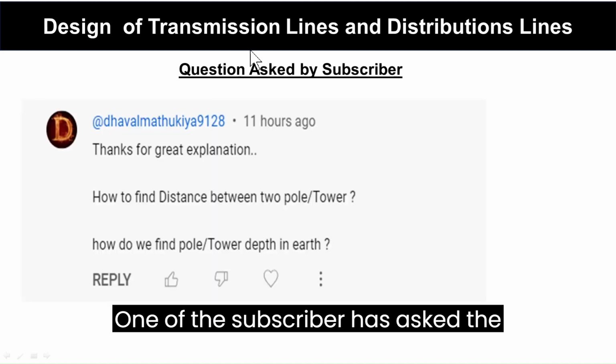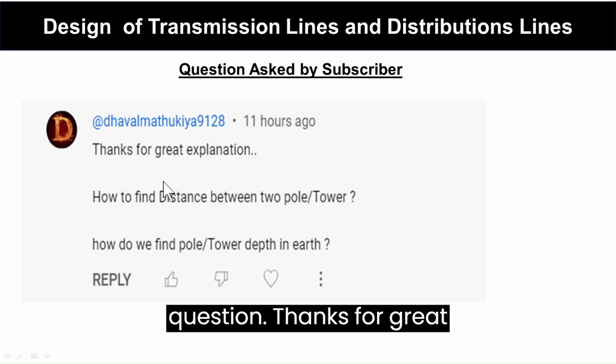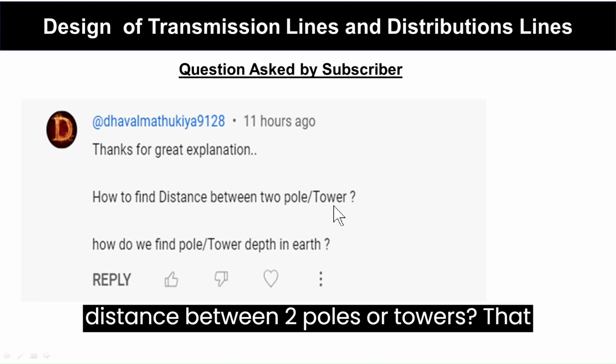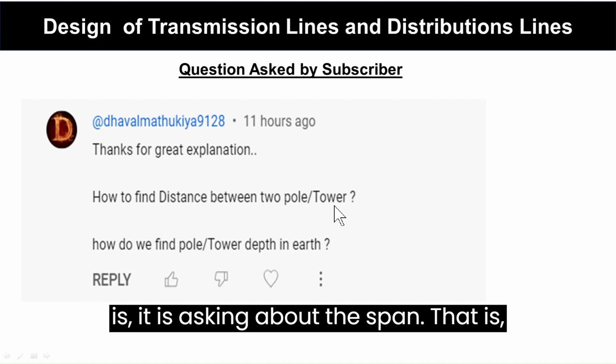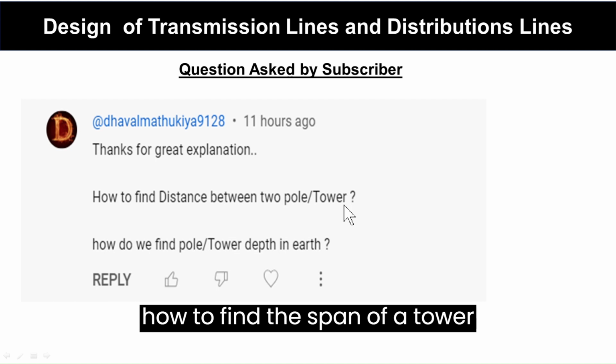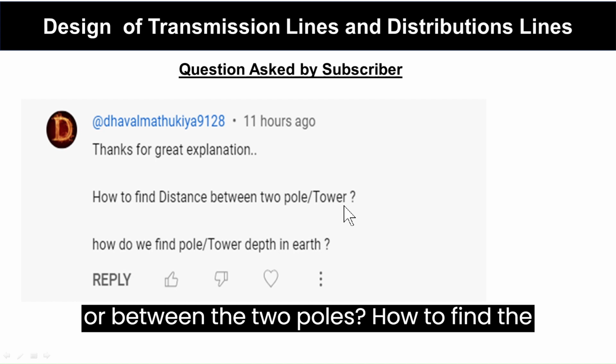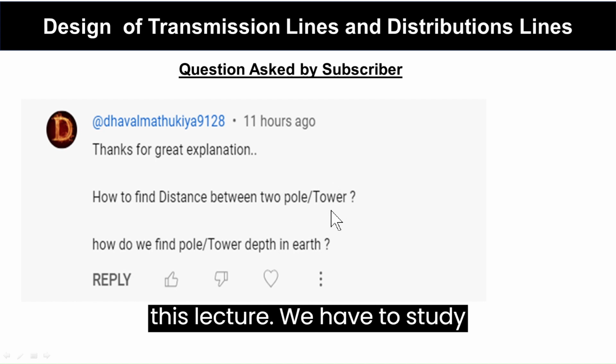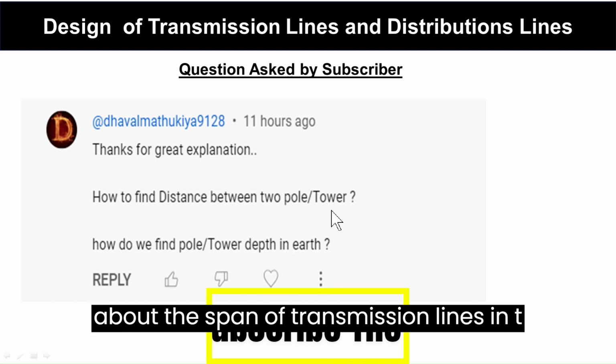One of the subscribers has asked a question. Thanks for great explanation. Thank you, sir. How to find distance between two poles or towers? That is, it is asking about the span. That is, how to find the span of a tower or between two poles. This question can be addressed in this lecture. We have to study about the span of transmission lines.